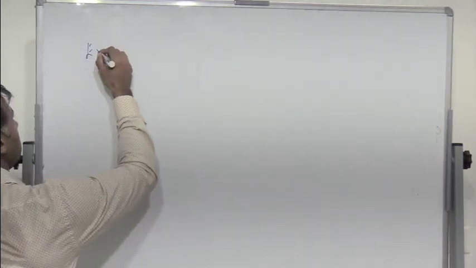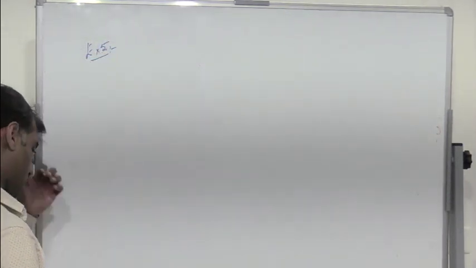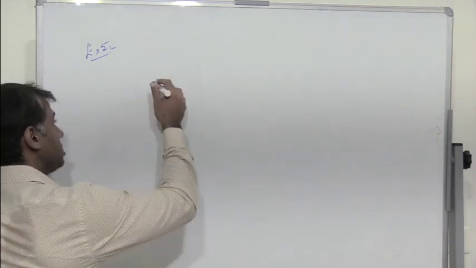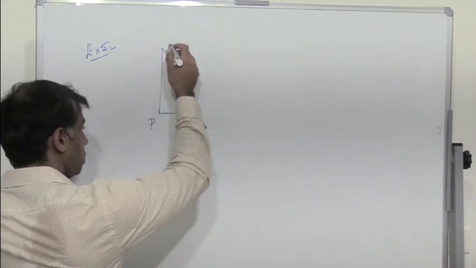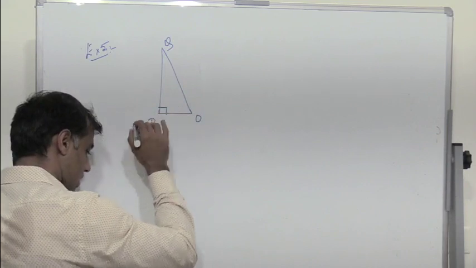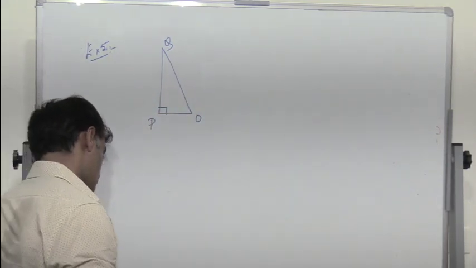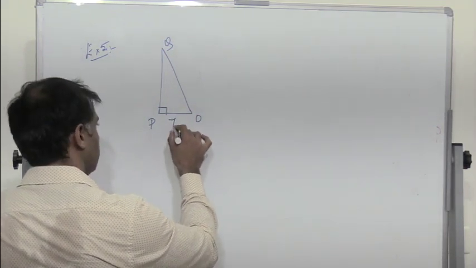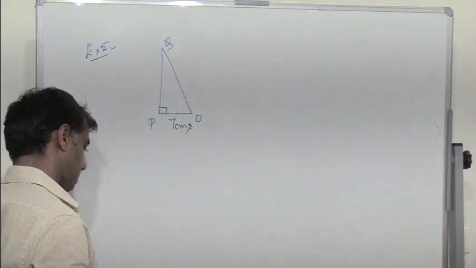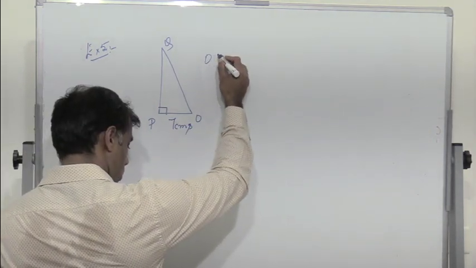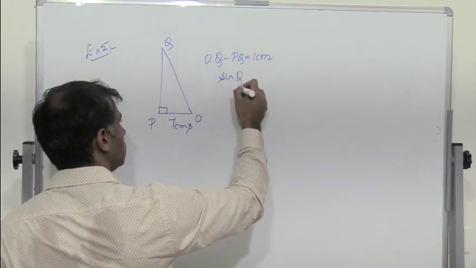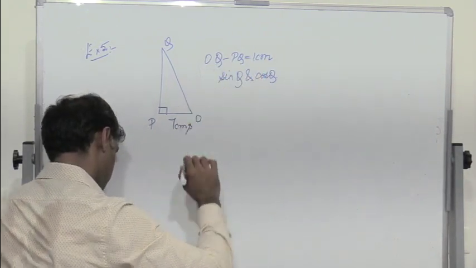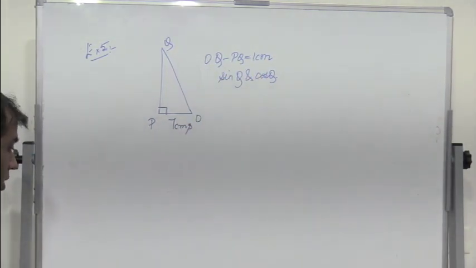So next, let's see example 5. There is a right angle triangle PQO, right angled at P. Given OP is 7 centimeters and given OQ minus PQ equals 1 centimeter, find sine Q and cos Q. Right, so this is what we need to find.